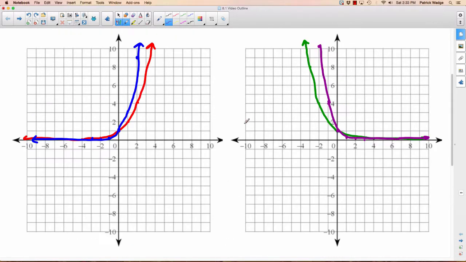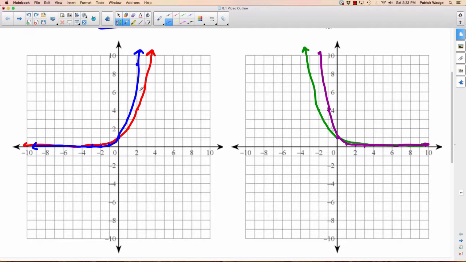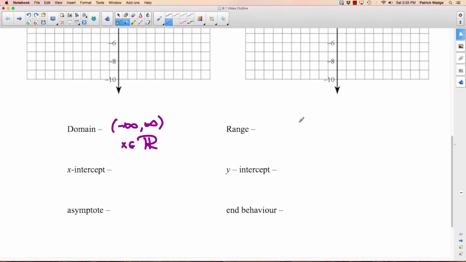How about the range? Well, all of them go up to infinity, and how low do they go? They go down to a y value of 0, but do they get there? No, they don't actually get there. There's an asymptote there. So it's going to be 0 with that curved bracket to show non-inclusive, up to infinity, or the other way you could say that is y is greater than 0.